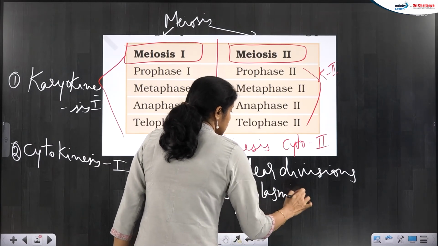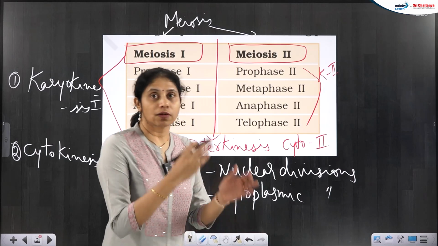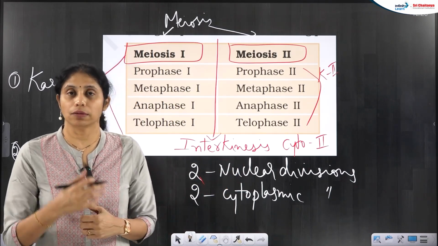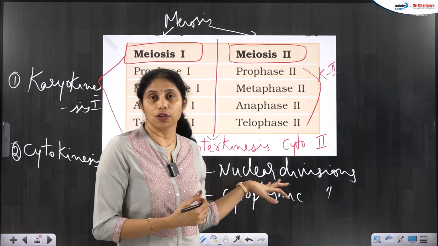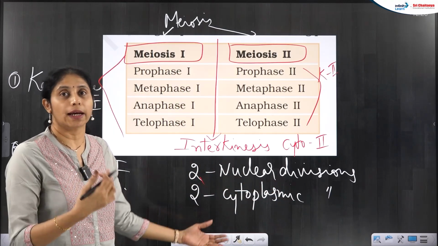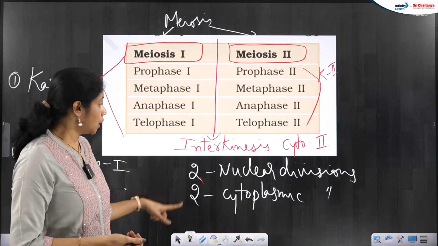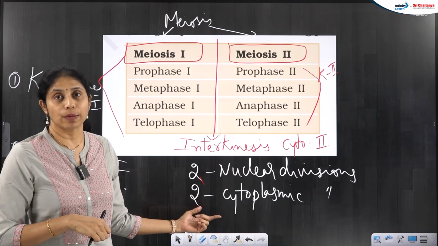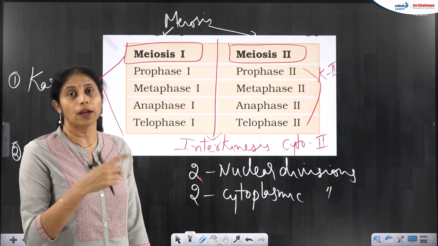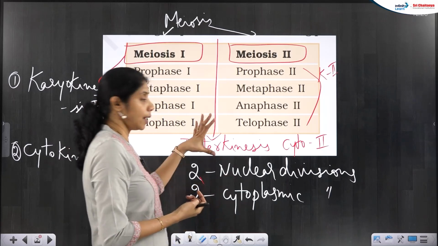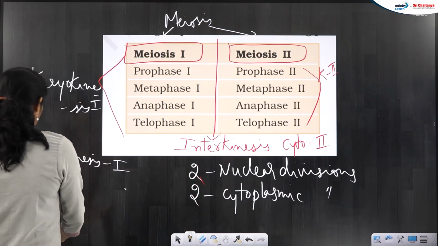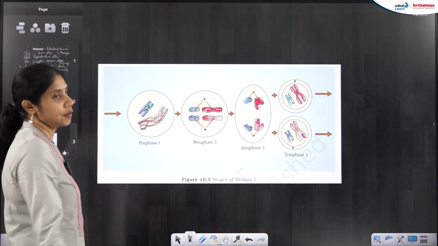These are happening in sequence. First one nuclear division, followed by cytokinesis, cytoplasmic division, then one more nuclear division, and that is also followed by the second cytoplasmic division. So it includes basically 2 nuclear divisions, 2 karyokinesis and 2 cytoplasmic divisions, 2 cytokinesis, 1 and 2. And in between them we have the interkinesis. This is the basic information of meiosis.